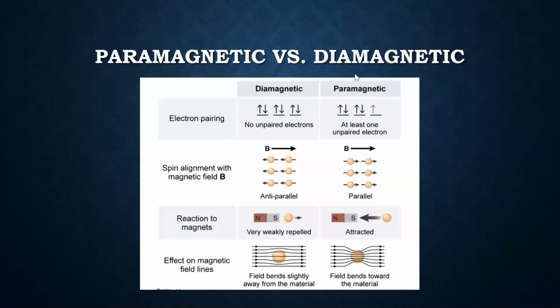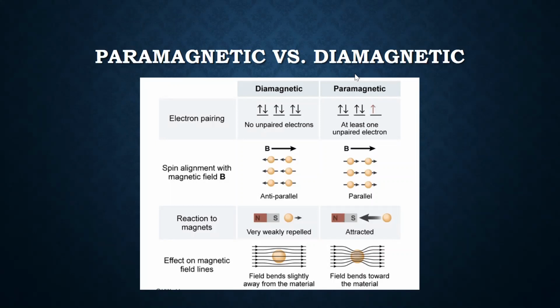First, we're going to discuss the two types of magnetism, which are paramagnetism and diamagnetism. Now, diamagnetism results from having no unpaired electrons within an atom, whereas paramagnetism results from having at least one unpaired electron within an atom. These two differences cause variations in a material's properties with regards to magnetism and magnetic fields.